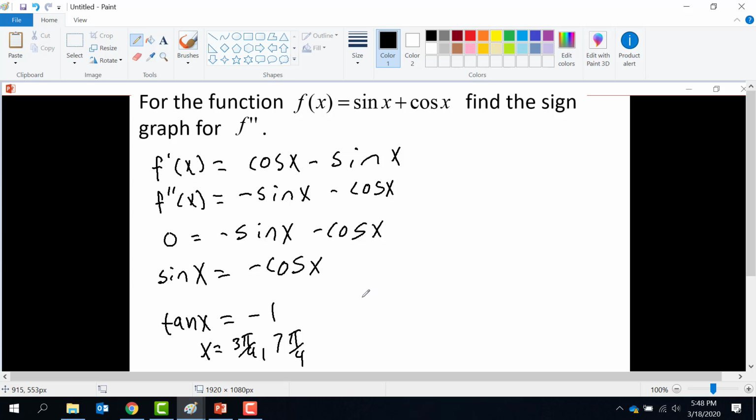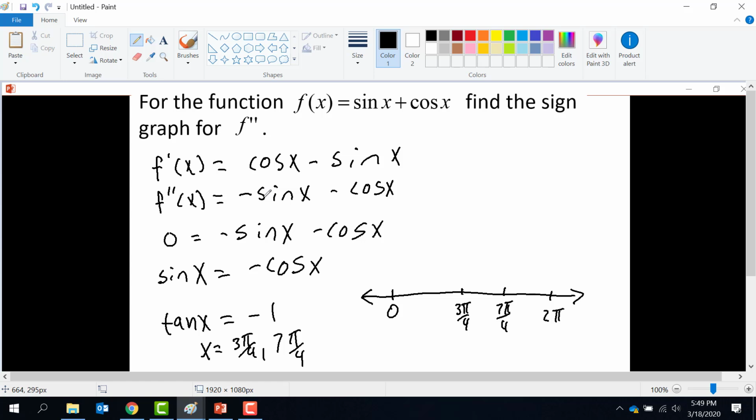But the sign chart for this is going to look different. The only numbers that go on here are 0, 3 pi over 4, 7 pi over 4, and 2 pi, not to scale. Again, we're looking for what the output is for these in these intervals.